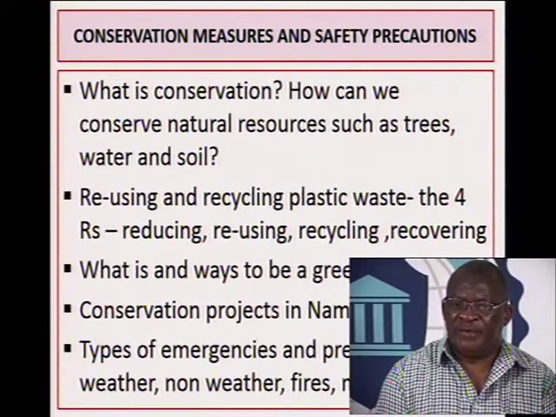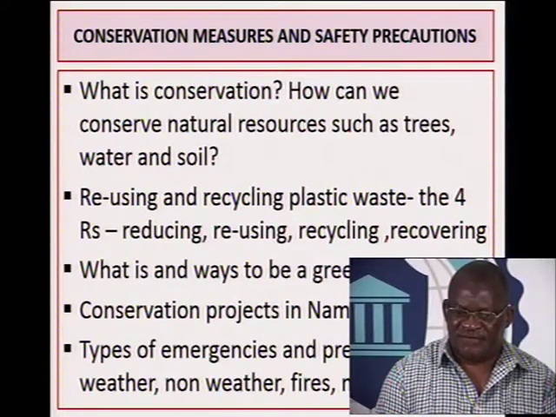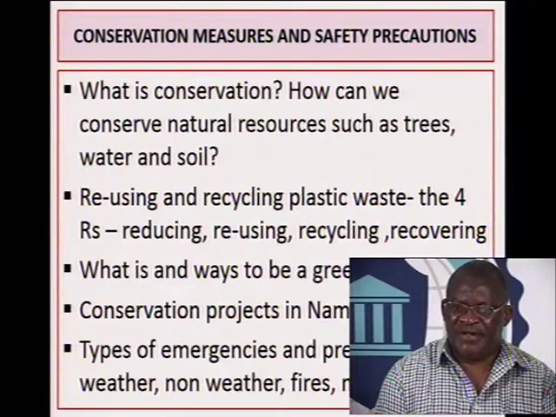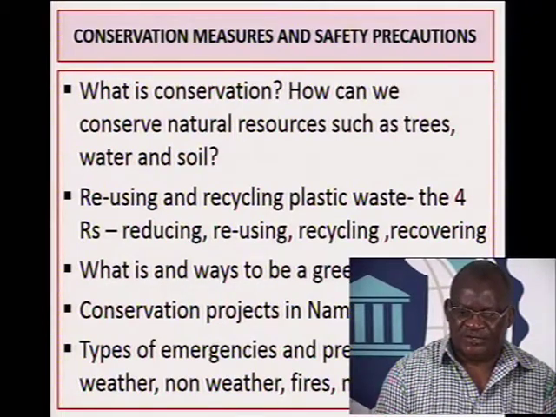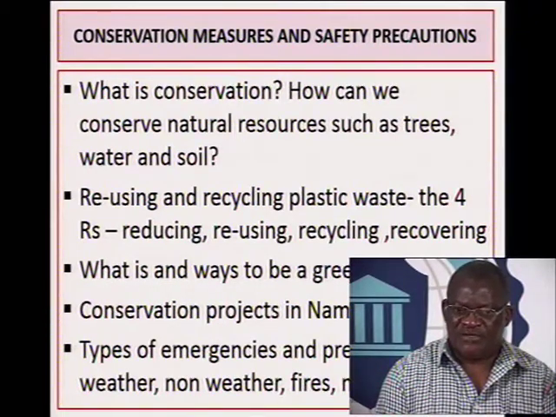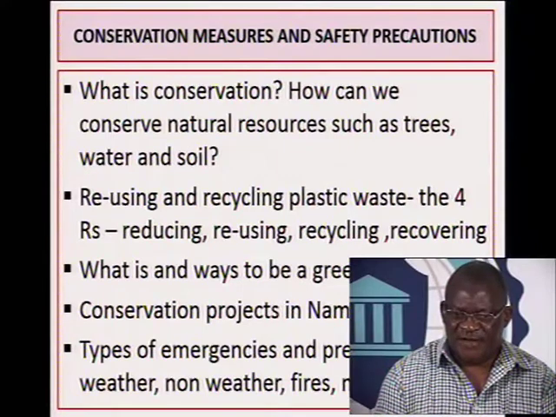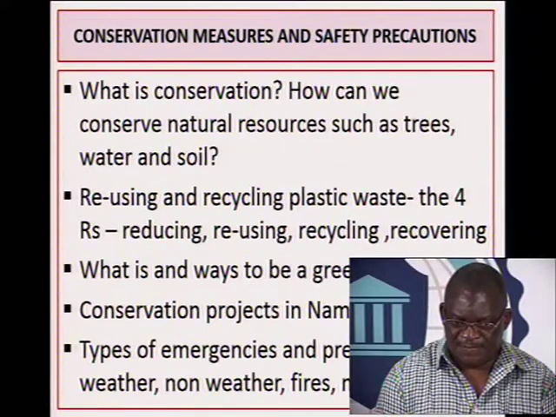For example, when we look at trees, yes, we should avoid unnecessary destruction of trees. We should plant trees and so forth. When we look at soil, we need to protect the soil from erosion. So we need to have an idea on how to conserve the natural resources.